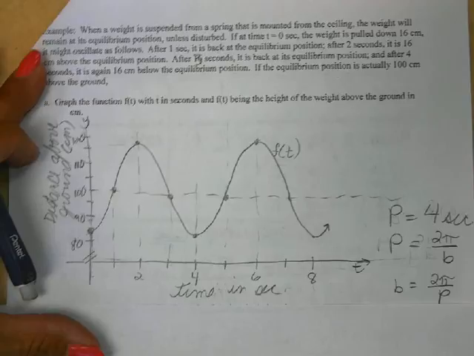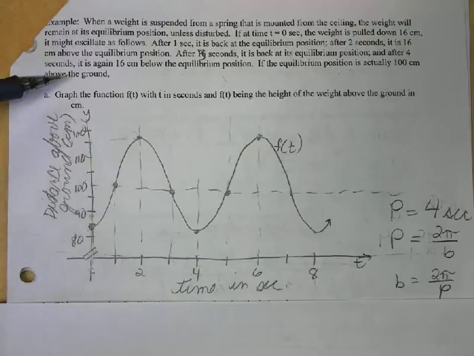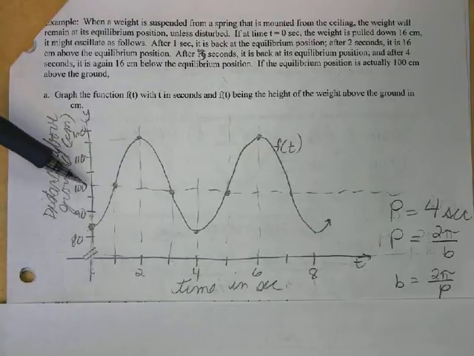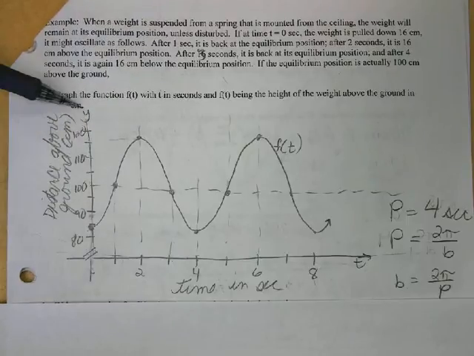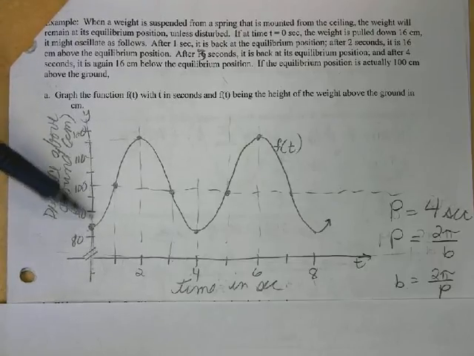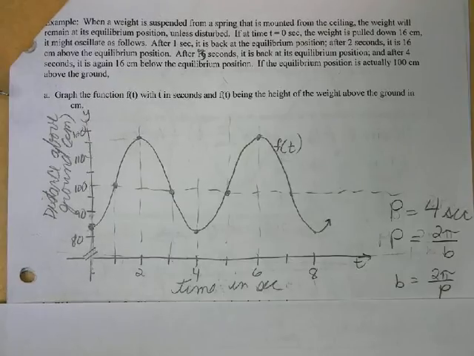I graphed the time on the horizontal axis with the letter t, and since the equilibrium, or the resting state of the spring, was going to be at 100 centimeters, I had to have my graph scaled. I chopped the graph so I didn't go all the way down to 0. But I needed the spring to be able to be 16 centimeters below equilibrium and 16 centimeters above equilibrium.